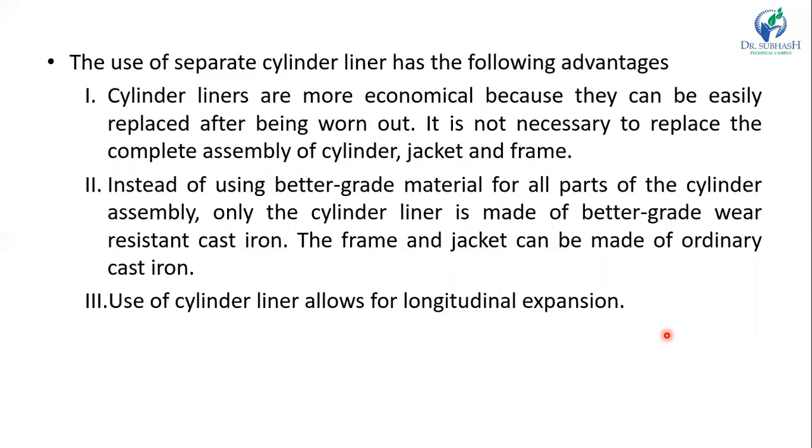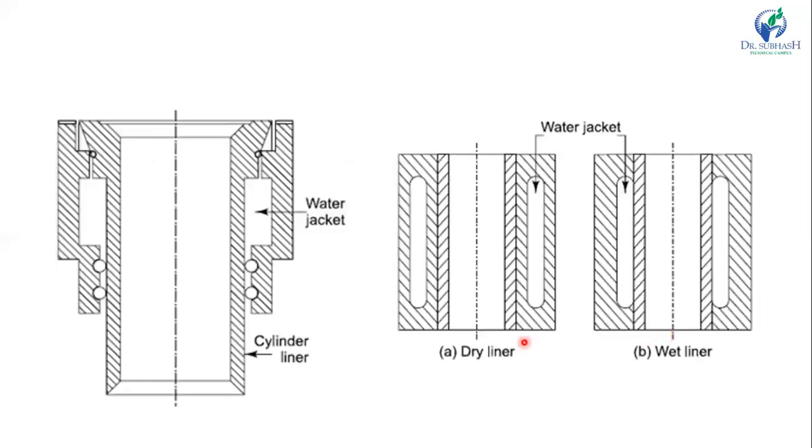A cylinder liner which does not have any direct contact with the engine cooling water is known as a dry liner. Here you can see this is the dry liner, in which it does not have any direct contact with the engine cooling water. And a liner whose outer surface is in direct contact with the engine cooling water is known as a wet liner.